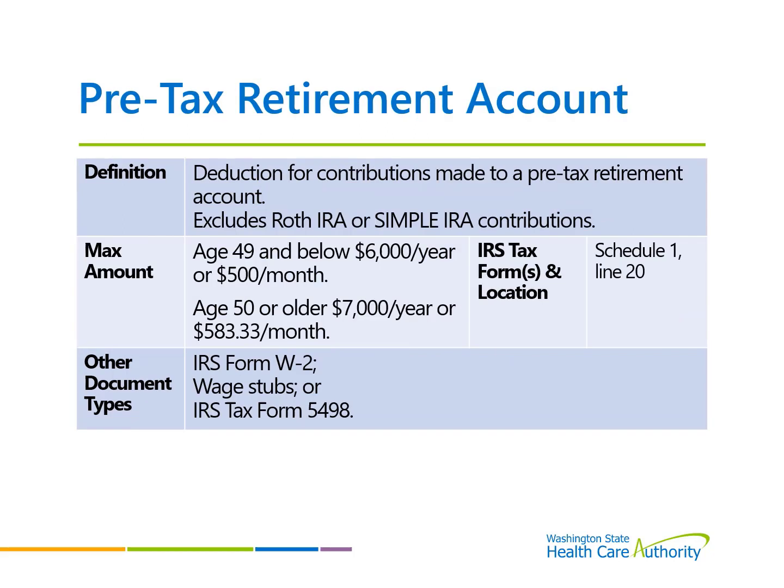Pre-tax retirement account. This deduction is for contributions made to a pre-tax retirement account. It excludes Roth IRA or SIMPLE IRA contributions. The current maximum deduction amount for age 49 and below is $6,000 a year, or for those age 50 or older is $7,000 a year.